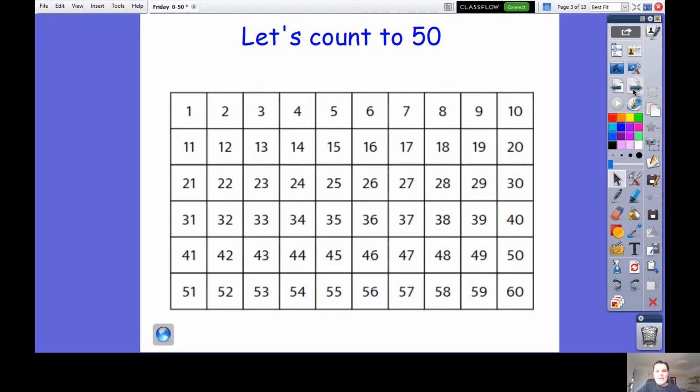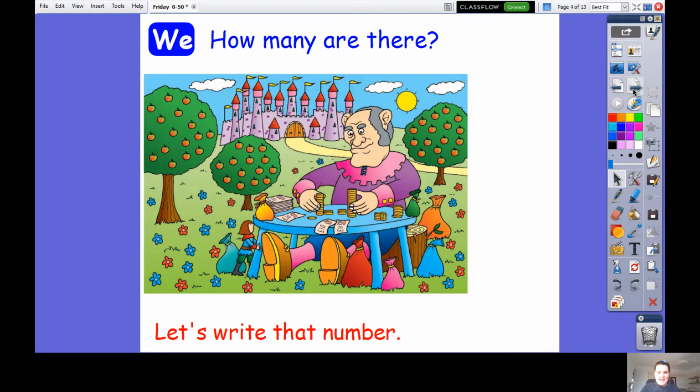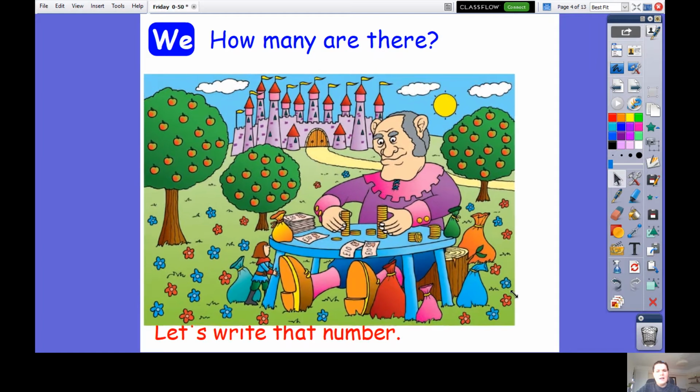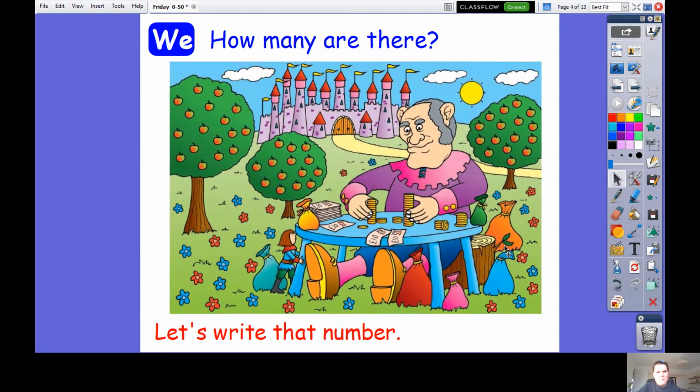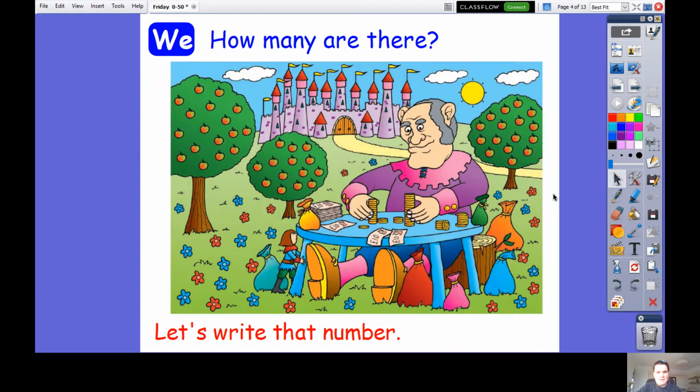So let's see if we can use that counting to help us here. Now here is a giant. Now this giant loves counting his money, but as you can see, there's lots of things to look at in this picture. Now I've got a bit of a challenge for you. I want to see if you can pause this video and count and write down the number of the things that you counted. Challenging. Let's see if we can have a go.